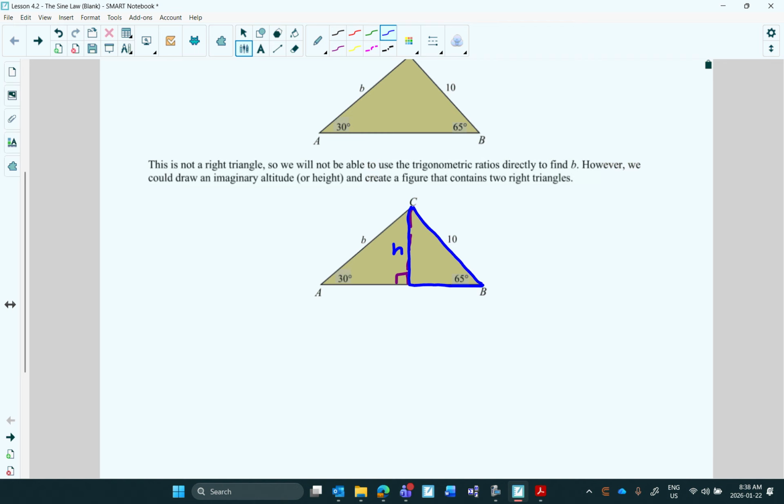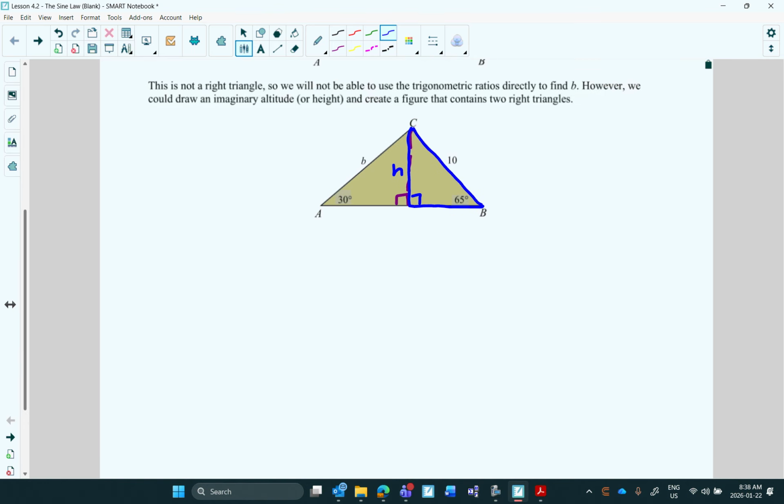So what would the trig equation look like, focusing on the blue right triangle? How would we set it up? What trig ratio are we going to use? Sine. So the sine of the angle, 65 degrees, is equal to the opposite side, which we're trying to find, h, over the hypotenuse 10.